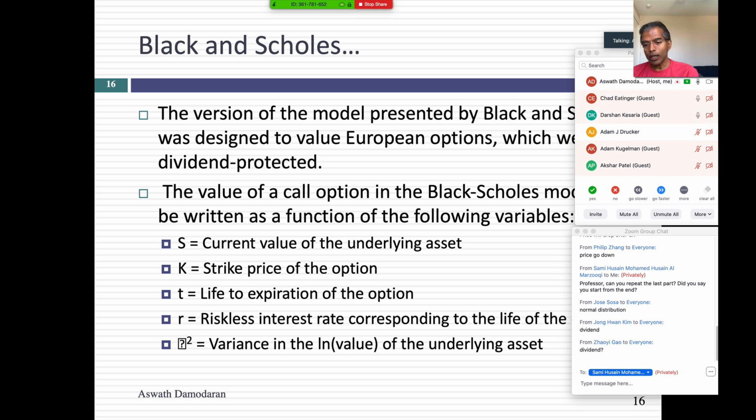You can turn back. Javi said dividends. The original Black-Scholes didn't have dividends in it. Why? I'll tell you the truth.